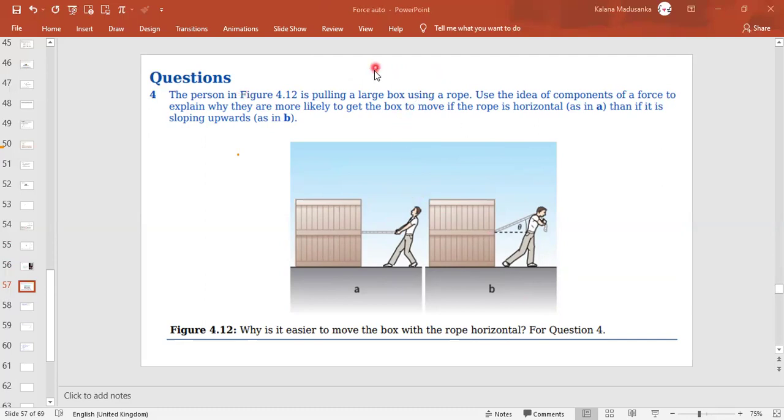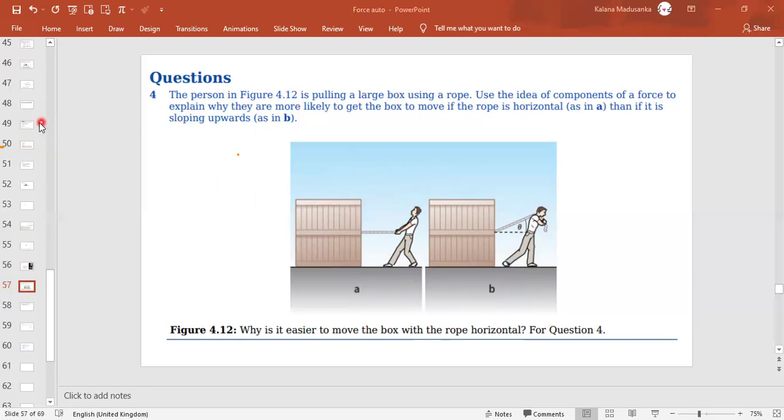Right. Which one is the easiest one? Is it figure A or figure B? Actually, this should be figure A. If you apply the force like the person in A, it is much easier to move the box. But if you take the force up to an angle, the reason is that since you are resolving the force, the force value becomes reduced.